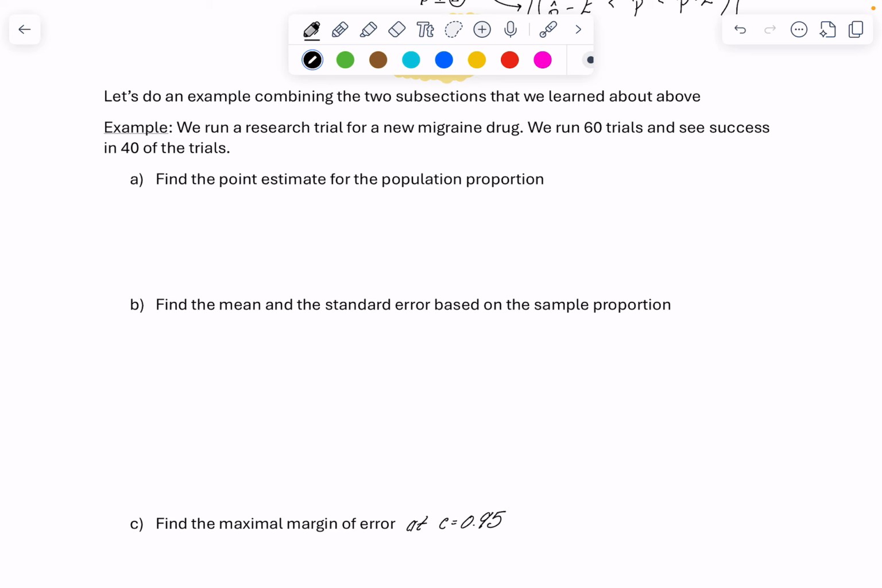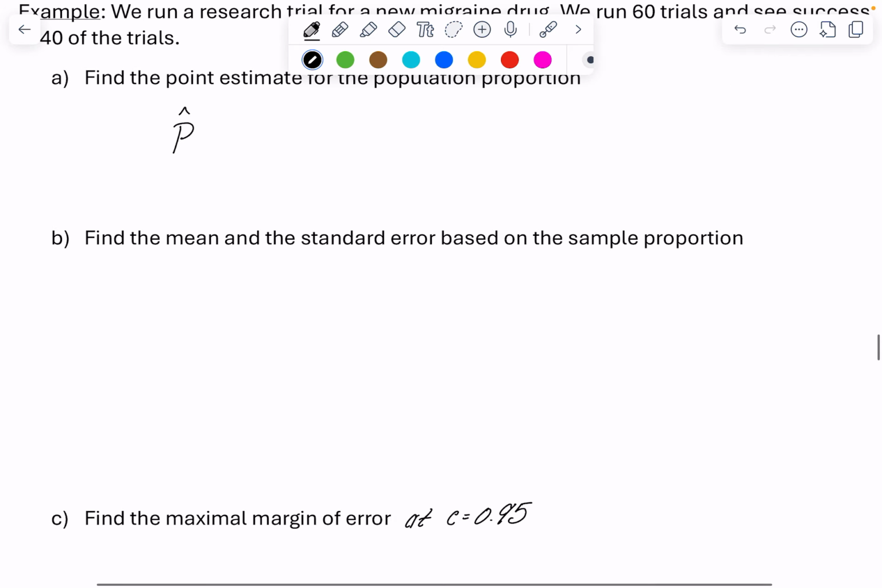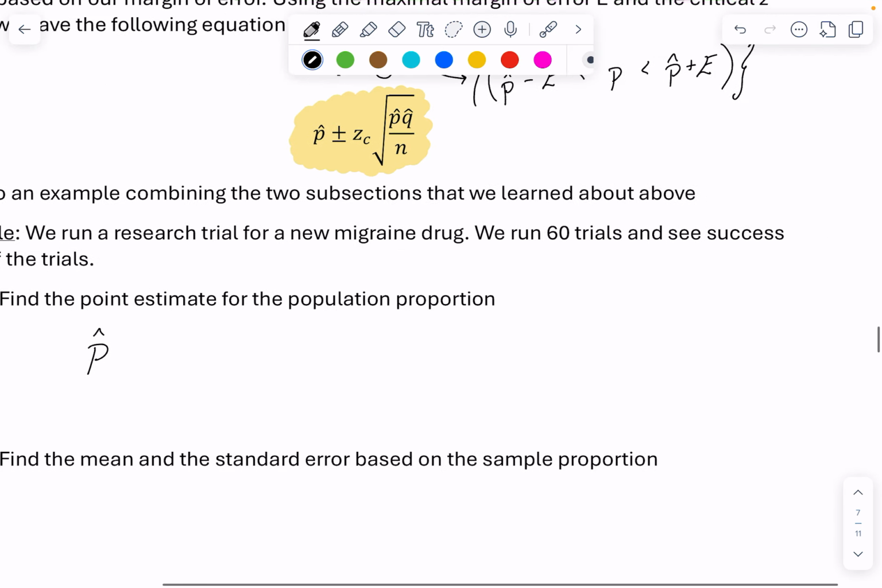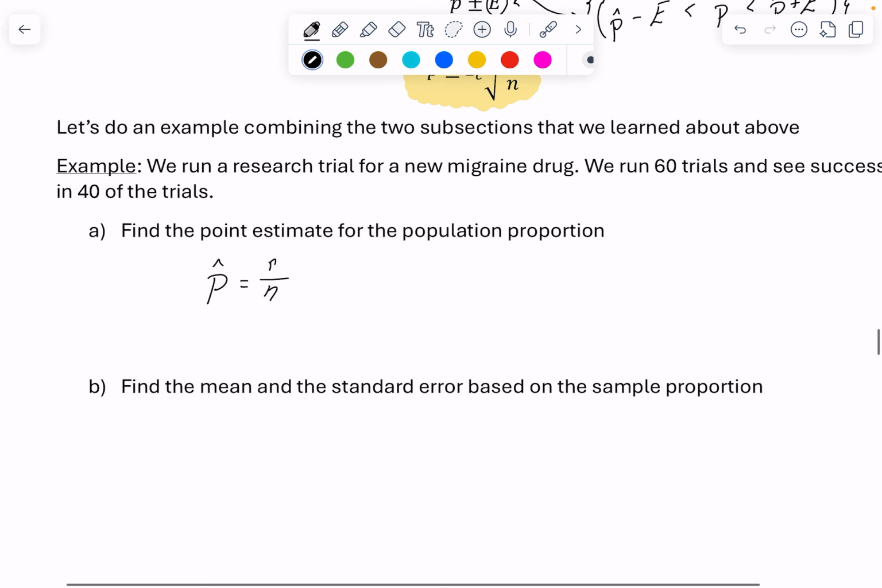okay? Now, if we recall, the point estimate is the value that we're using to estimate our population proportion or that population parameter. So here, because we're looking at population proportion, that point estimate is going to be p hat, okay? This p hat is defined as our number of successes over the sample size.